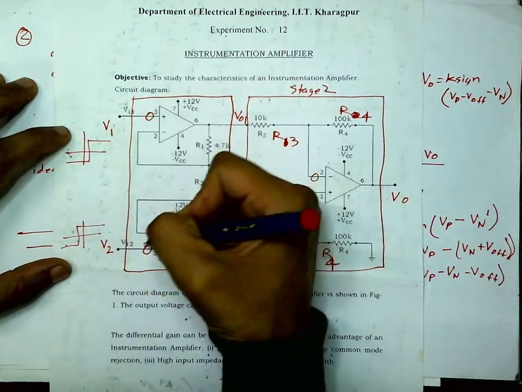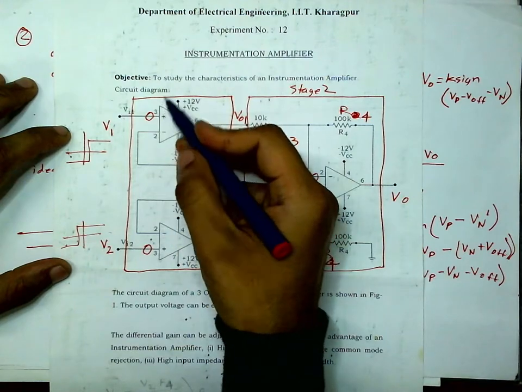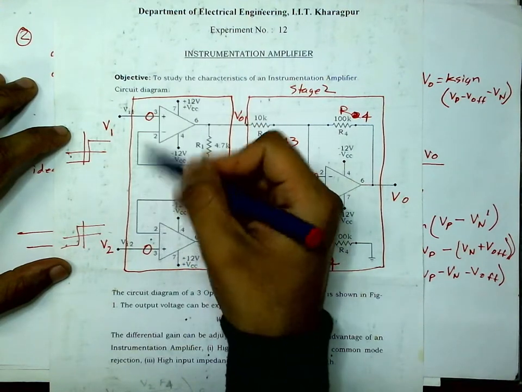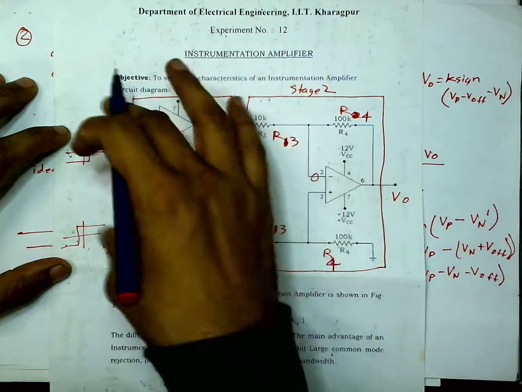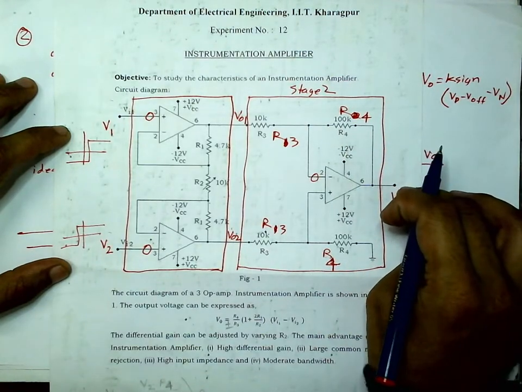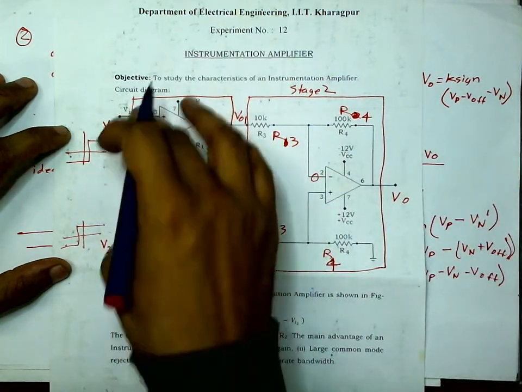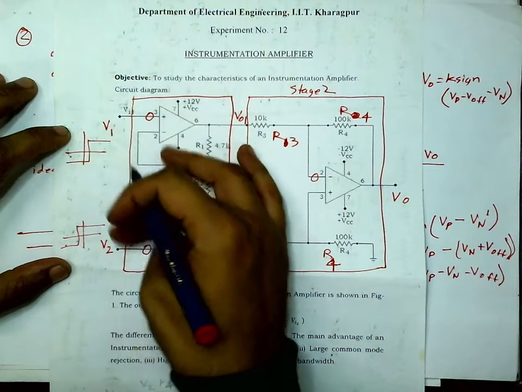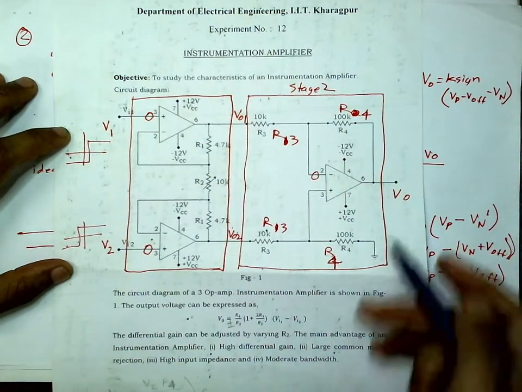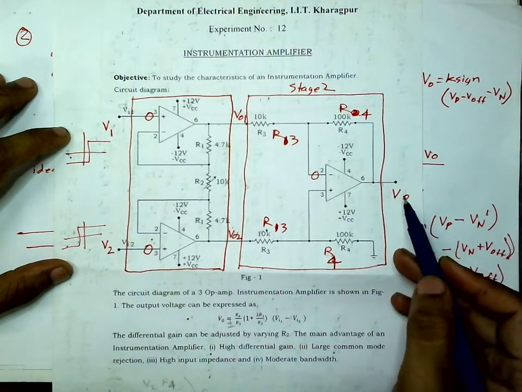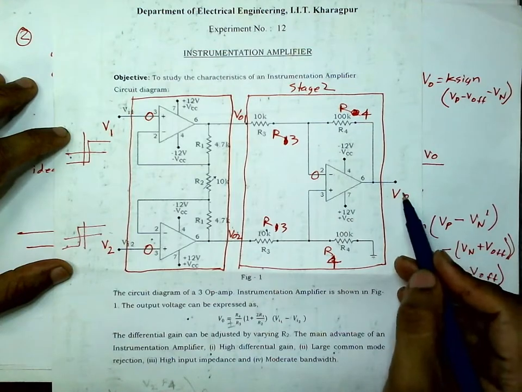That you take these offset voltages into account, think, if they are not equal, and find the output voltage in terms of these offset voltages and these input voltages as well. You will see, let's see whether you can find that there is a common mode gain or not.